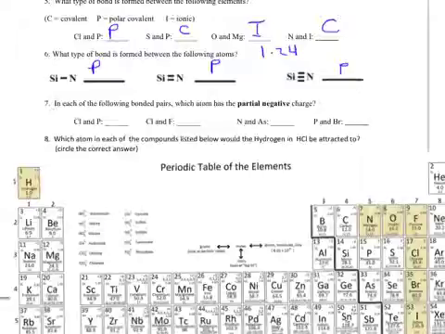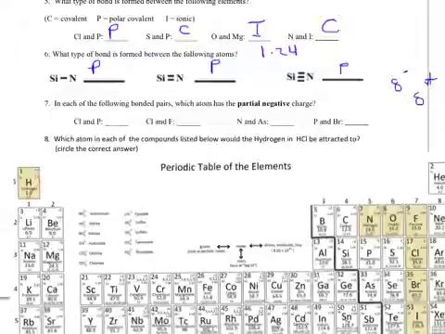Okay, now in number 7, we want to figure out which one of these has a partial negative charge. Now remember, don't be frightened by the symbols for partial negative and partial positive. A partial negative looks like an 8 with part of it missing, and a partial positive, same thing. It's just a, well, that's a terrible positive.